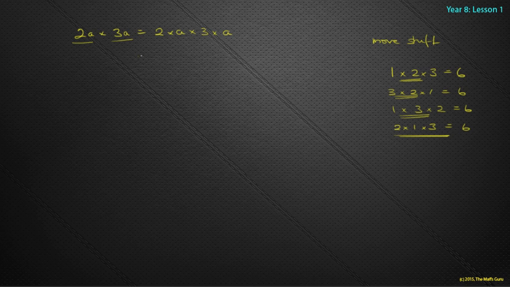And so I can do the same thing here. I'm going to put all my numbers together, and I'm going to put all my letters together. So I'll get 2 times 3 times a times a. I've just moved them around. Well, I know what 2 times 3 is. That's 6. And hold on a moment. I know what a times a is. That's a squared. So I have got 6 times a squared, which, if I want to make it simpler, I would just have 6a squared.